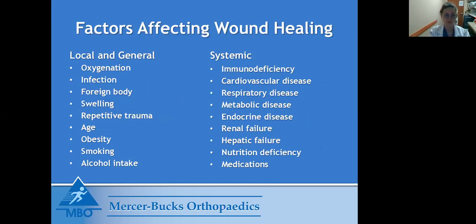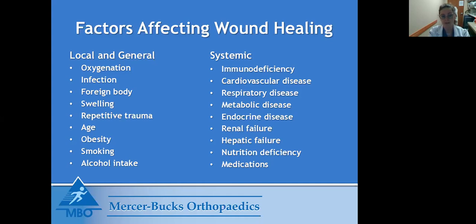So these are some factors that can affect wound healing. Locally, at the area, things that can affect wound healing are oxygenation, so how much oxygen is getting to the tissue, infection, if there's any infection present, and if there's any foreign body. So with traumas, sometimes there's a splinter left behind. If you stepped on a needle or some sort of sharp object, glass, then that can be left behind, and that's going to impact healing.